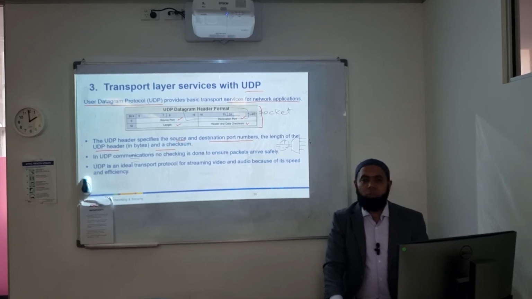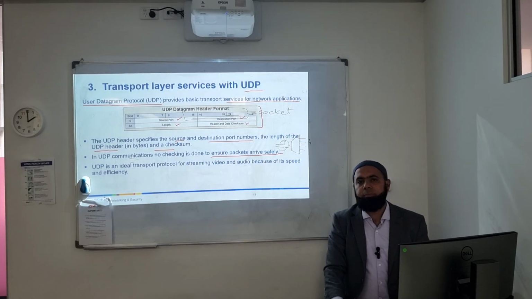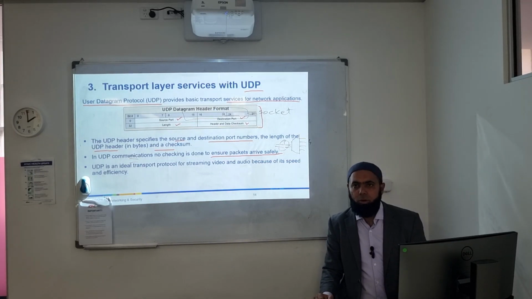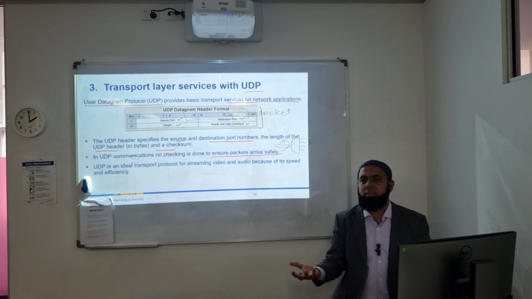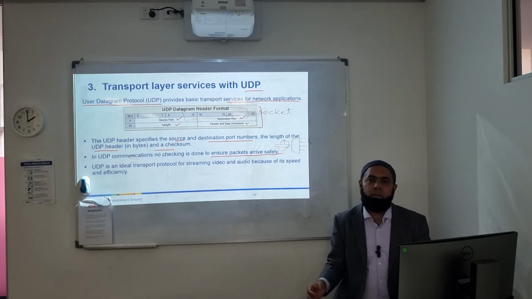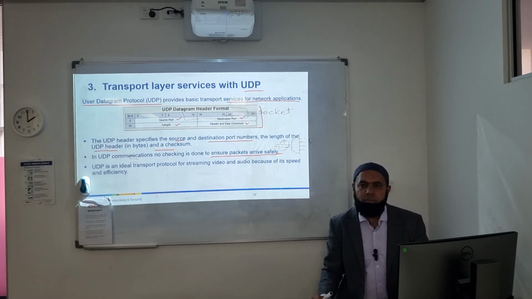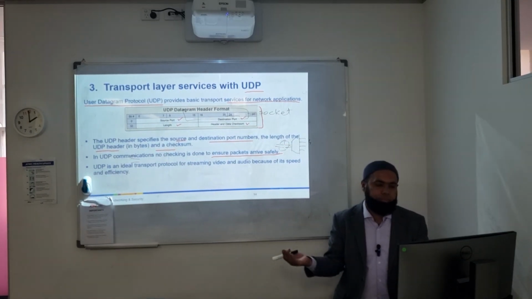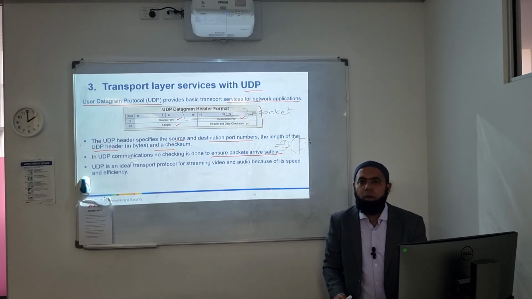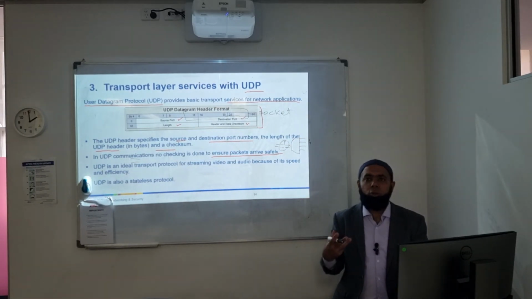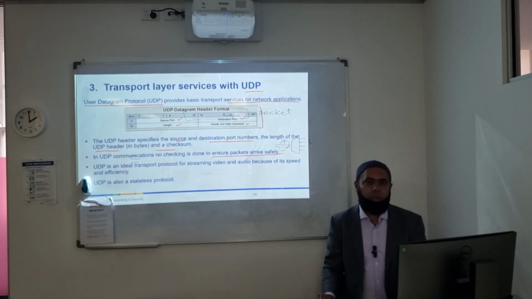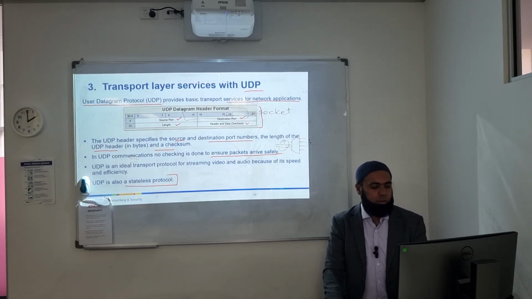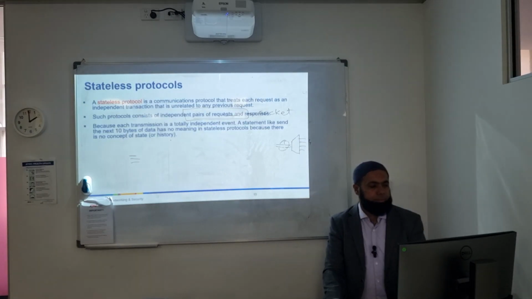In UDP communication, no checking is done to ensure the packet arrives safely. For example, if you are sending a packet over UDP, it never gives you feedback or acknowledgment that the parcel is received. You send it, and you don't know. It's like sending a parcel without tracking. You send the parcel, but you don't know whether it reaches or not. So UDP is mainly used for video, audio, or streaming huge amounts of data. And UDP is a stateless protocol, and now we will see what a stateless protocol is.